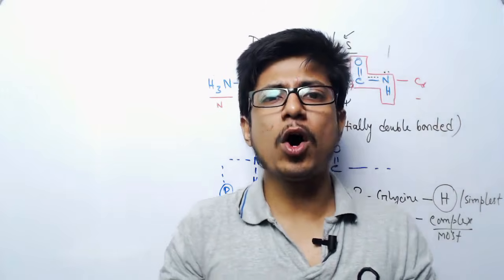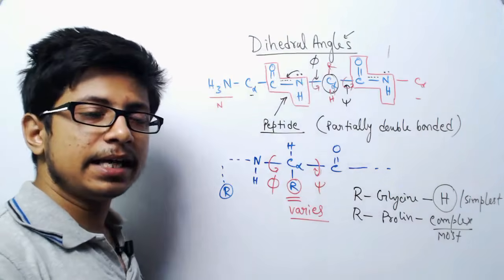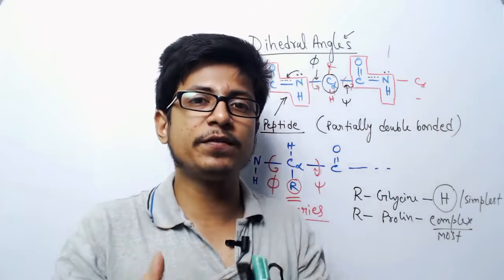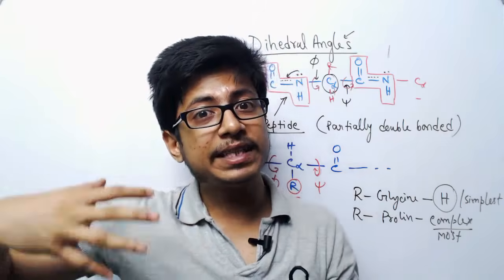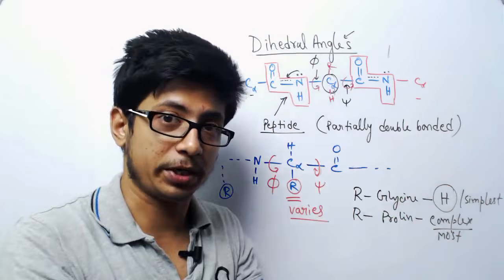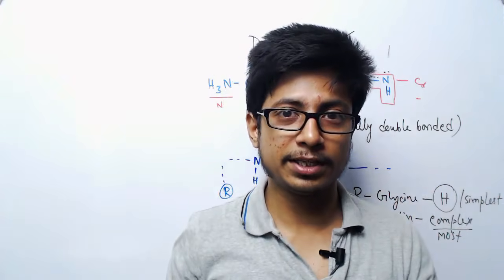Now it depends on different sorts of structures, because for becoming alpha helix a specific angle rotation is required. For becoming beta sheet, a specific angle rotation is required. So if that rotation is possible, then only that peptide structure will form beta sheet. If it's not, then that protein structure will not be able to form the beta sheet.